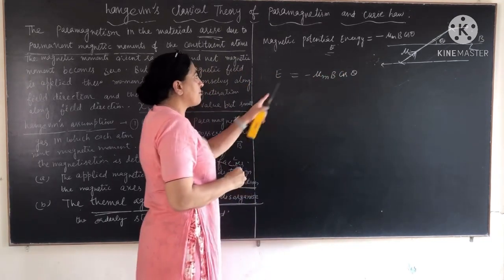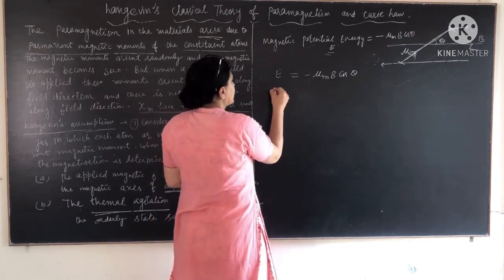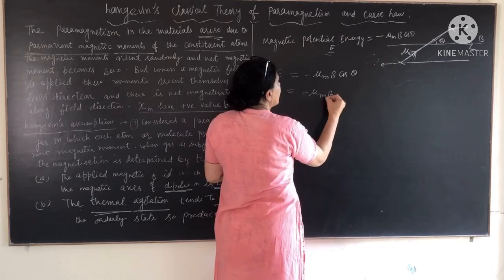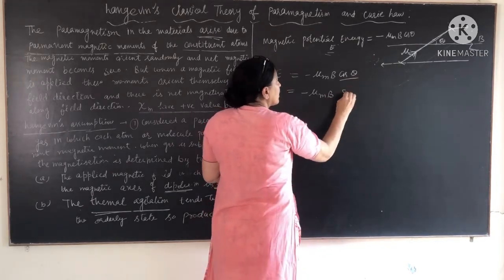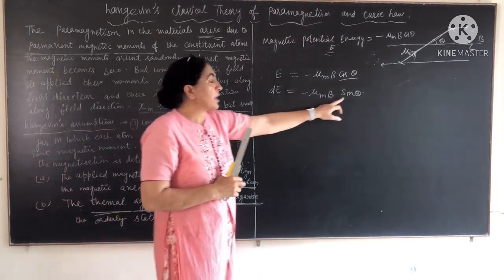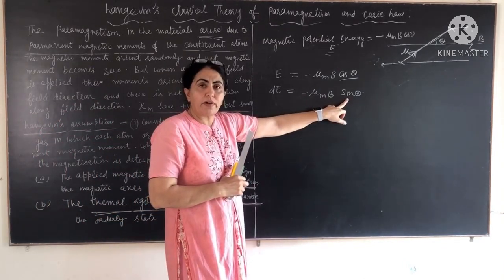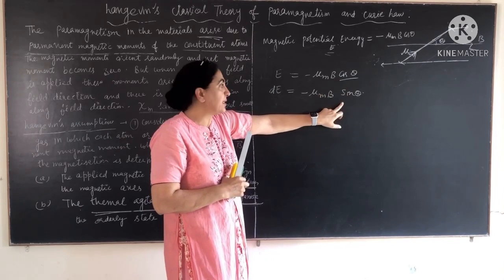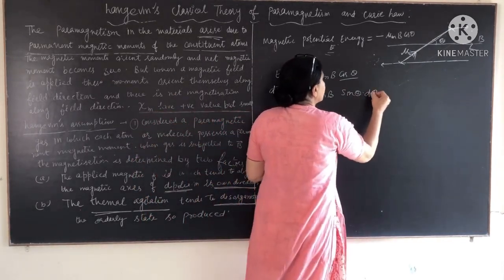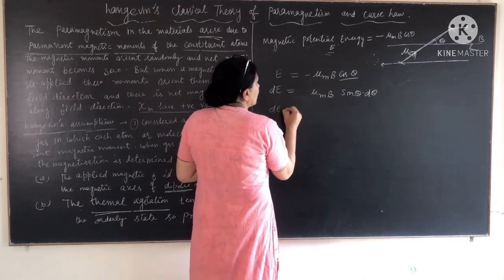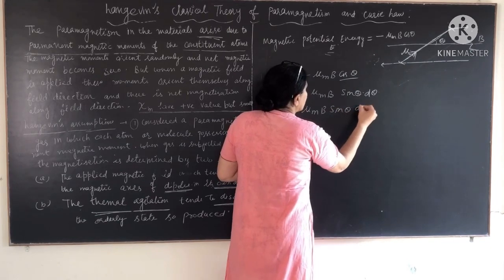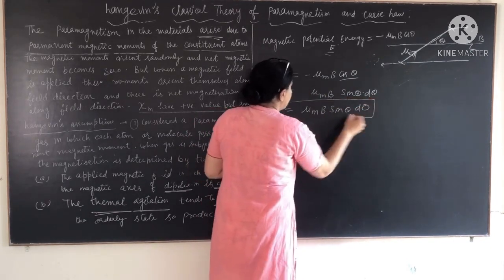If we differentiate this with respect to theta, then dE is equal to minus mu m b times the derivative of cos theta, which is minus sin theta. So minus becomes plus, into d theta. So dE is equal to mu m b sin theta d theta. This is the value of dE.